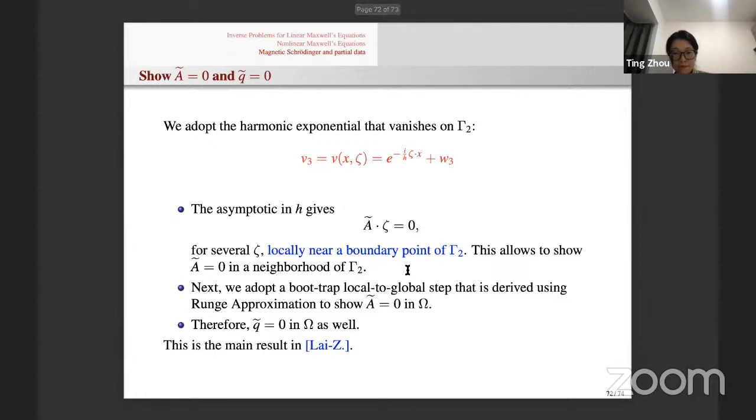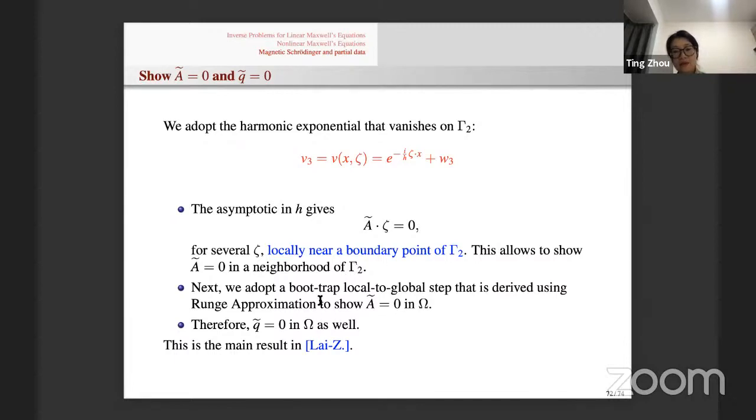And we can show the dot product with zeta, a complex vector in the exponential of V3, being 0. And this is only for several zeta locally near a boundary point of gamma 2. Okay, so using this, we can show A tilde, the difference of the magnetic potentials, being 0 in a neighborhood of gamma 2. Gamma 2, keep in mind, is where the Neumann data is supported.